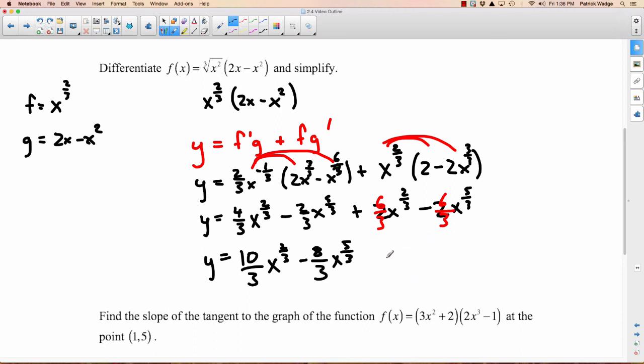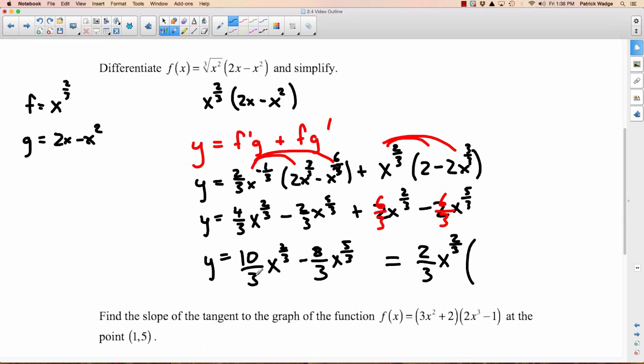Want to do it even simpler? Why don't we factor here? What can we factor out? Well, first of all, you've got a denominator of 3 in both terms you can factor out. You've got 10 and 8. What's the biggest thing you can factor out there? 2. So we can take out a 2/3. How many x's can you take out? What's smaller, 2/3 or 5/3? 2/3. So you can take out x to the 2/3.